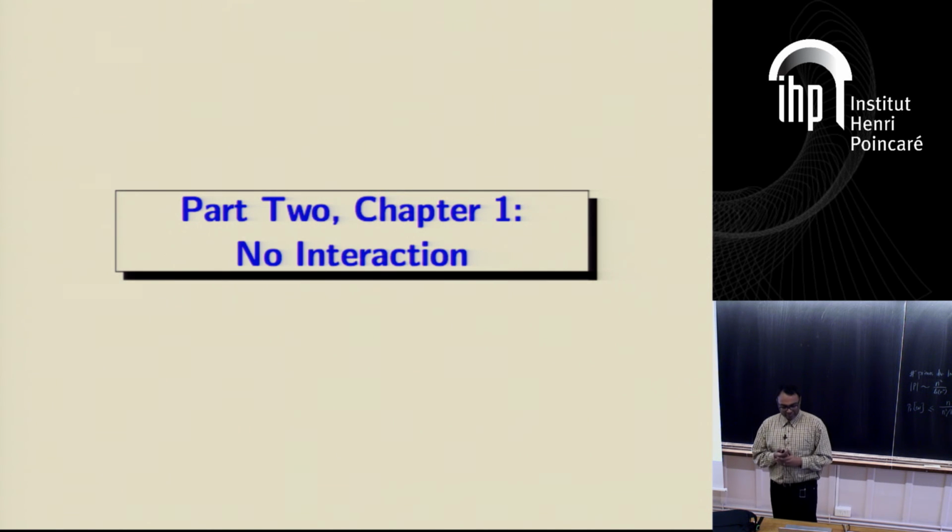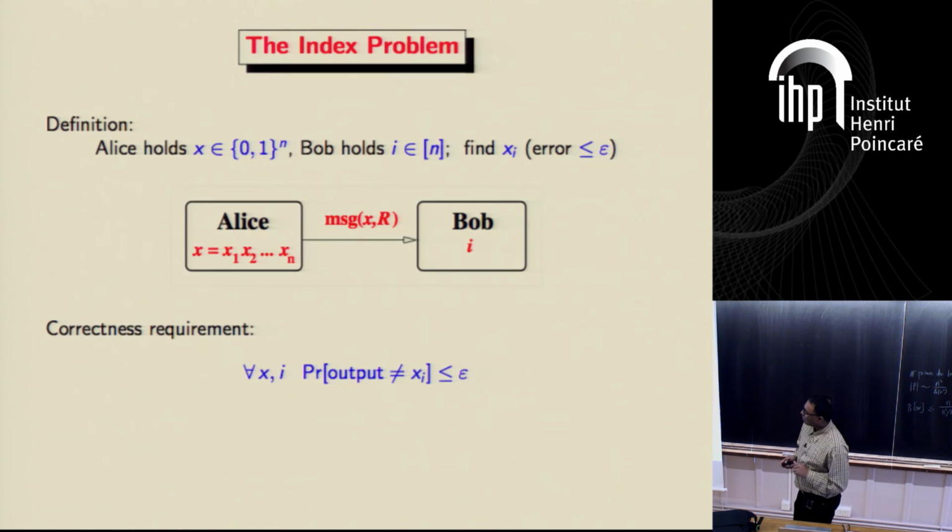So we'll see examples of this paradigm, and as I said, this part will have 3 chapters. In chapter 1, we'll look at no interaction situations, for example, one way. So we'll start with the most basic result in this paradigm, and actually one of the basic results in communication complexity, which concerns the index problem.